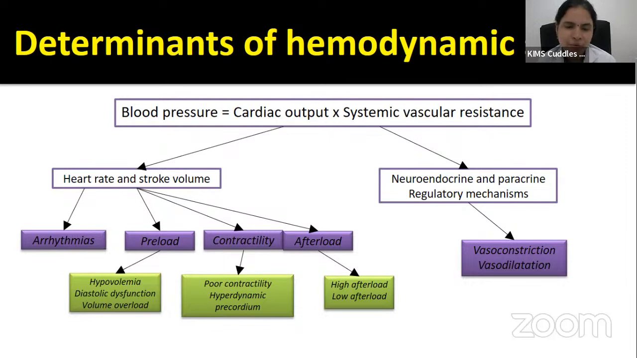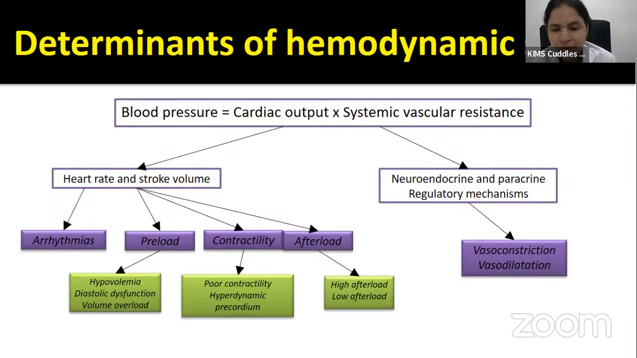Now, preload, as defined in the Frank-Starling law, is one of the important factors that determines the stroke volume. Preload can be reduced when the baby has hypovolemia, or if there is diastolic dysfunction leading to impaired left ventricular filling and hence impaired preload and hence impaired cardiac output also. And contractility can be affected if there is myocardial dysfunction, which results in poor contractility.